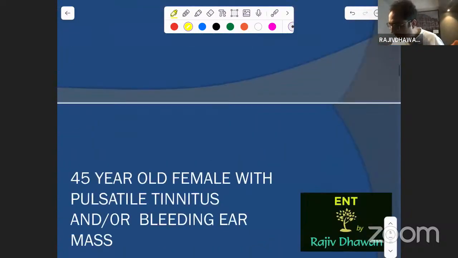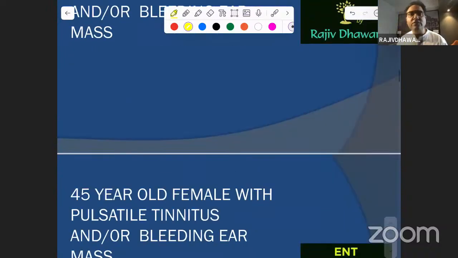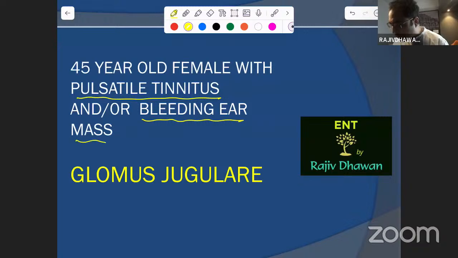Now, second question, beta. A 45-year-old female with pulsatile tinnitus or a bleeding ear mass is, of course, the glomus tumor, beta. Any lady with something pulsating or bleeding in the ear is a glomus question. Any young boy with a nasal mass and epistaxis is the angiofibroma question, beta.